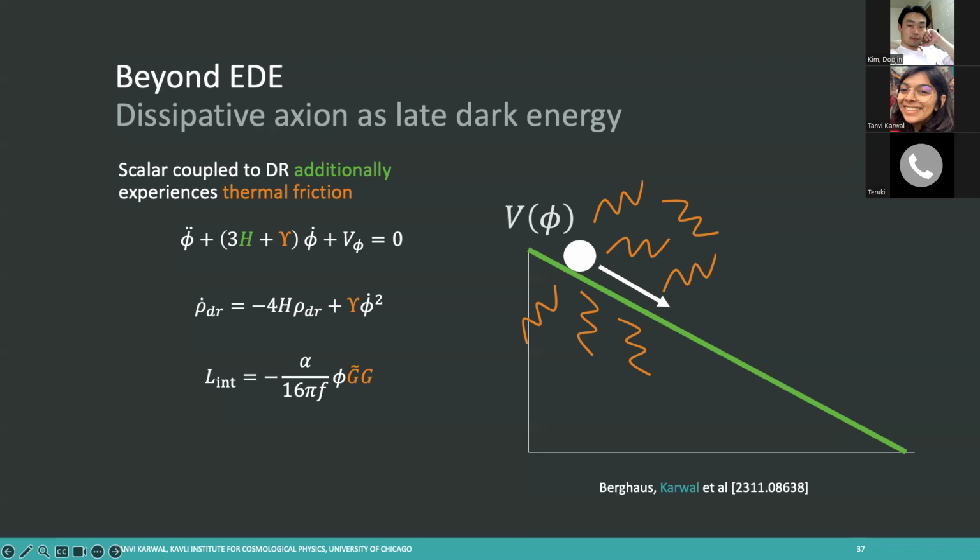So now we're doing the same thing. We have this scalar field coupled to dark radiation via thermal friction. The interaction term in the Lagrangian looks like that. But we're now producing dark radiation in the late universe instead of the early universe.